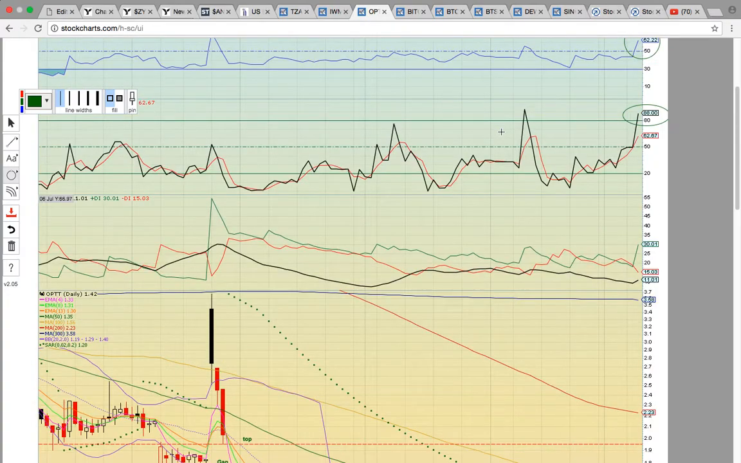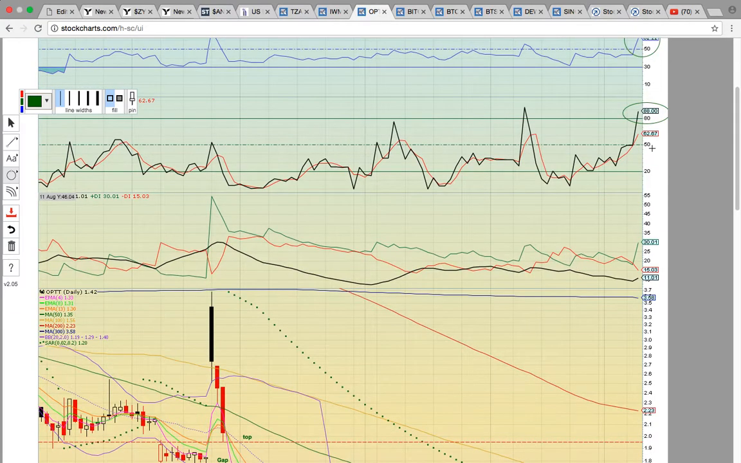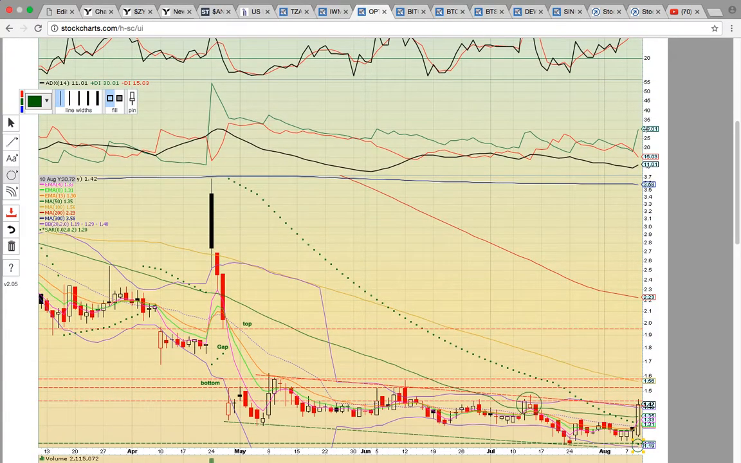Okay, so now let's look at OPTT. We're talking about penny stocks here, and what's going on is it had a nice move today. This had a very bullish development. There is still room to run on RSI here at 62. It's not at the 70 overbought level. Fasto is now above 80, so it is at overbought levels.